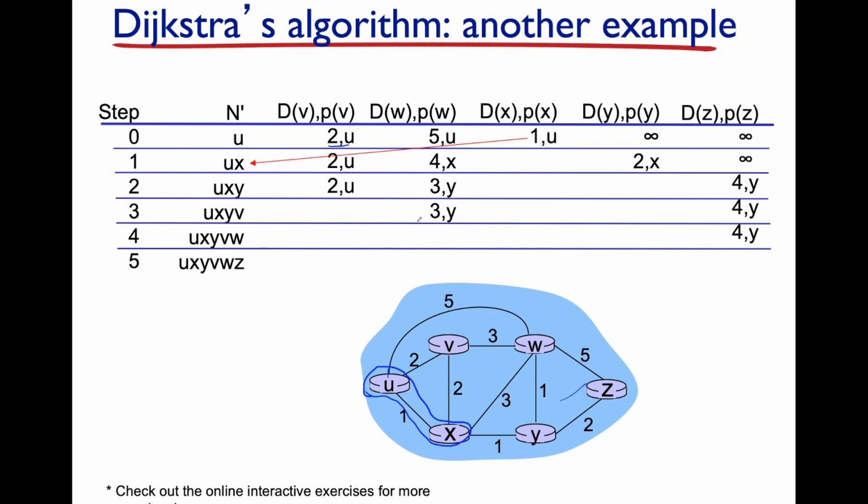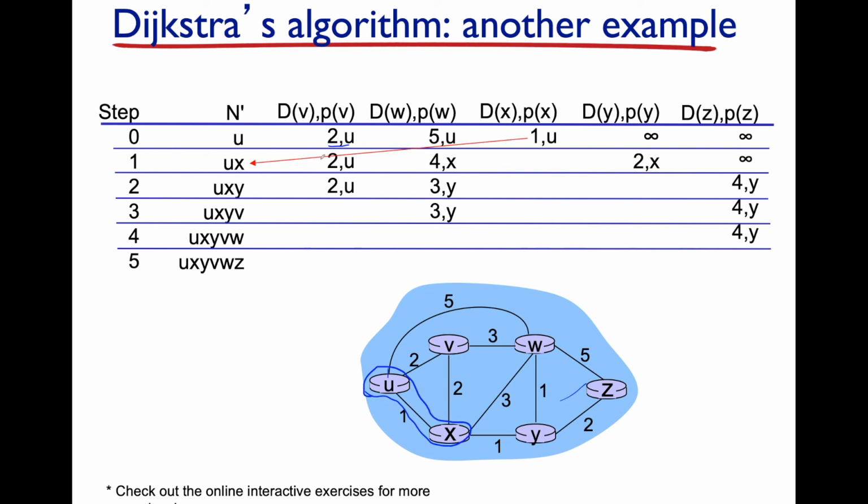So let's look at W. If we go from U to W, that's 5. If we go indirectly through X, that's 1 plus 3, that's 4. So we're going to take the 4, and the predecessor is going to change from U to be X. So we have 4 and X. Let's take a look at X's other neighbor, Y. The path to Y was infinity, so it is more fruitful to go to Y indirectly through X. That's 1 plus 1, that's 2. So we have 2 as the cost to get to Y, and the predecessor is going to be X.